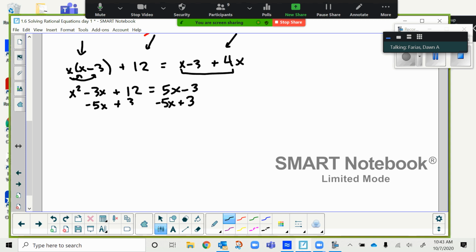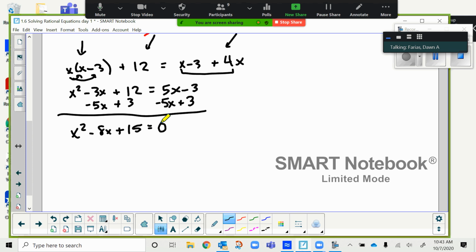So subtract 5x, add 3, both sides. That gives me x squared minus 8x plus 15 equals 0. And now we factor that.